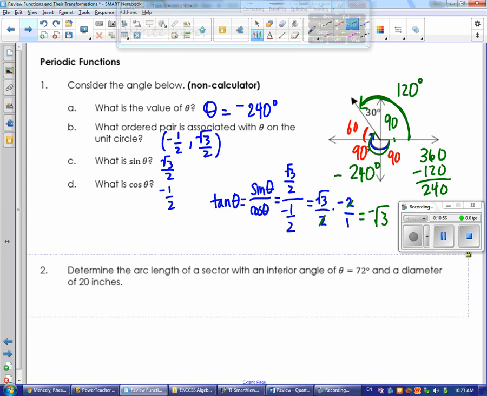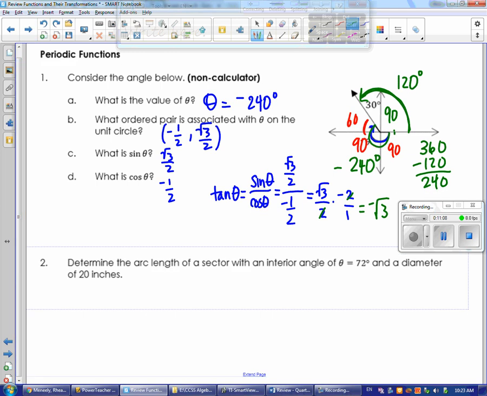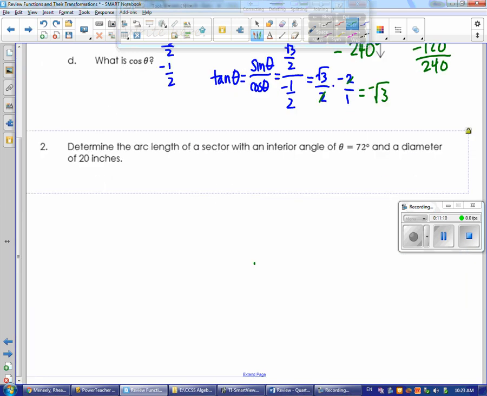All right, and number 2, it says to determine the arc length of a sector with an interior angle of 72 degrees and a diameter of 20 inches. You do have to remember the formula for arc length for this test. And the formula, if you can remember, the arc length is just going to be the radians times the radius.